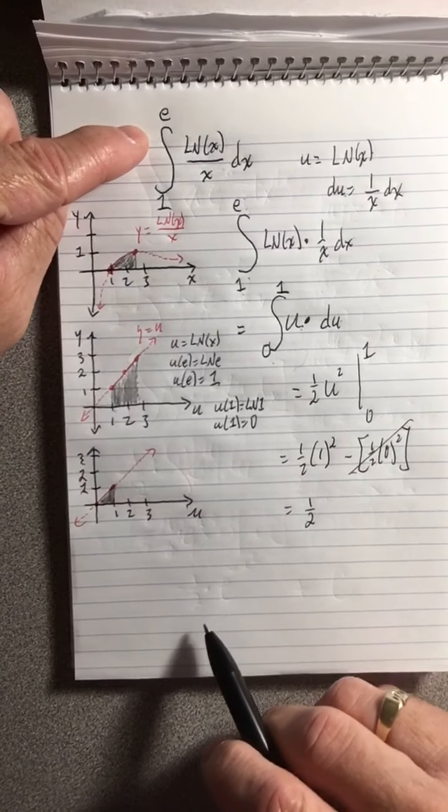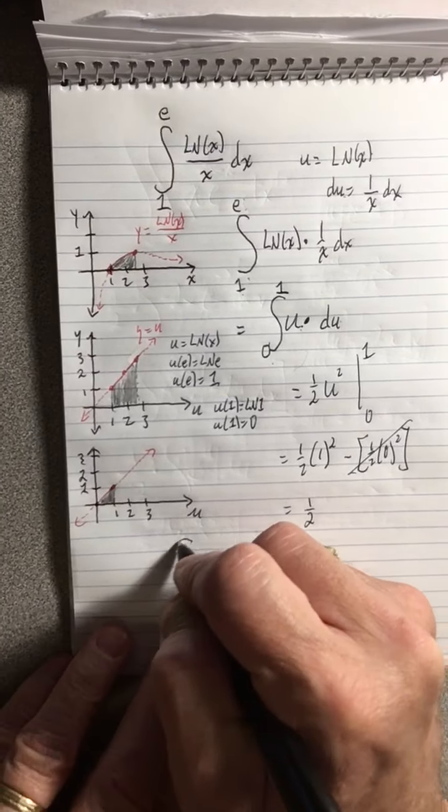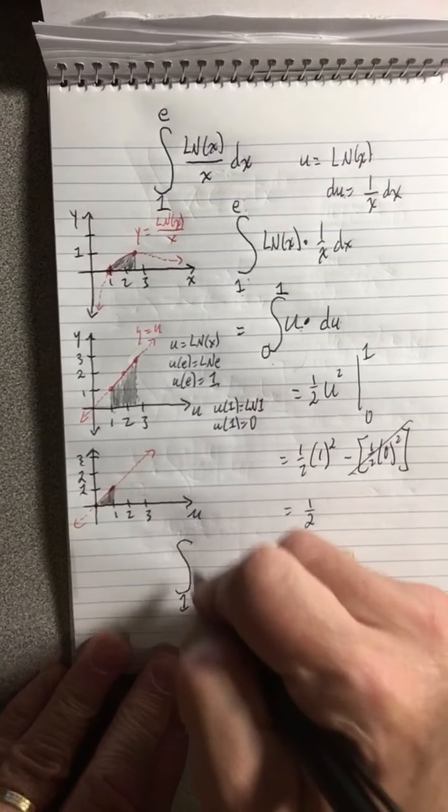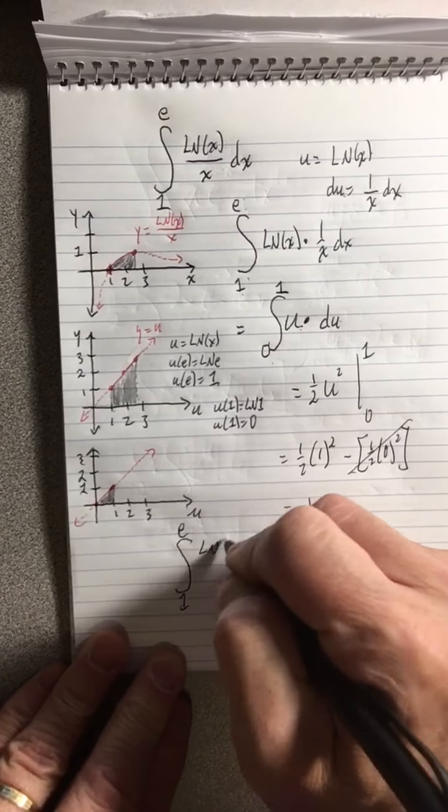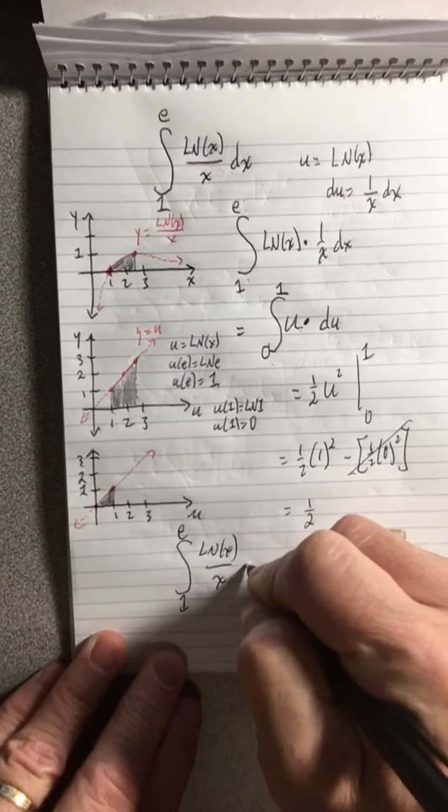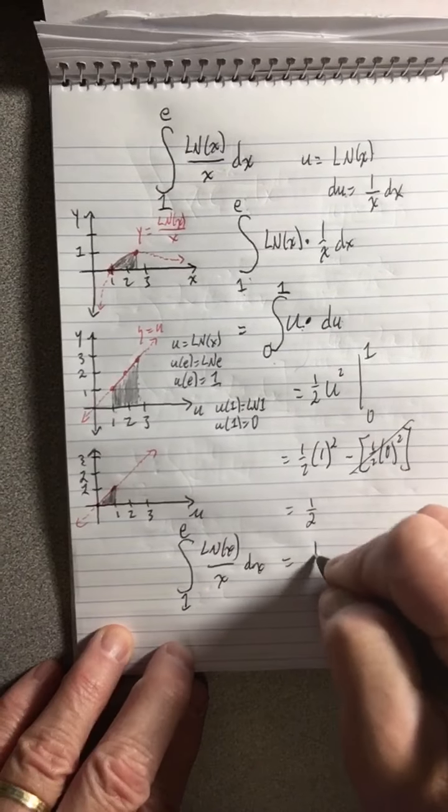And the value of this definite integral from 1 to e of the natural log of x divided by x with respect to x is 1/2.